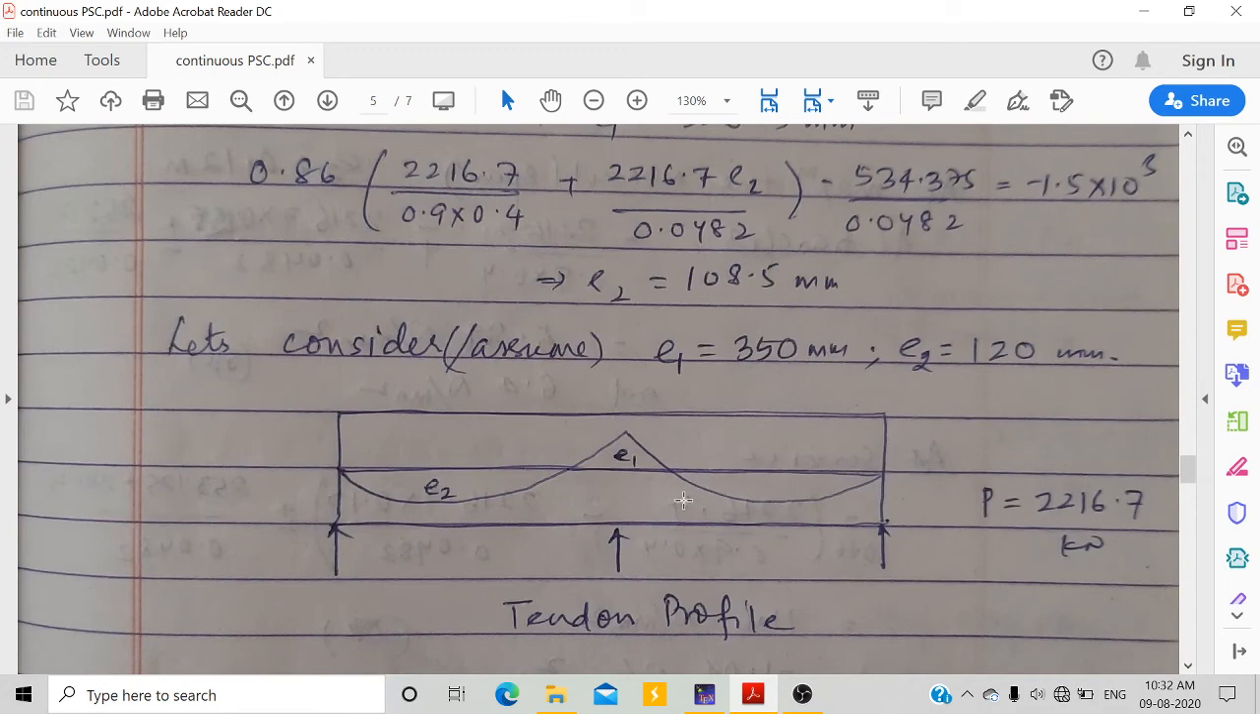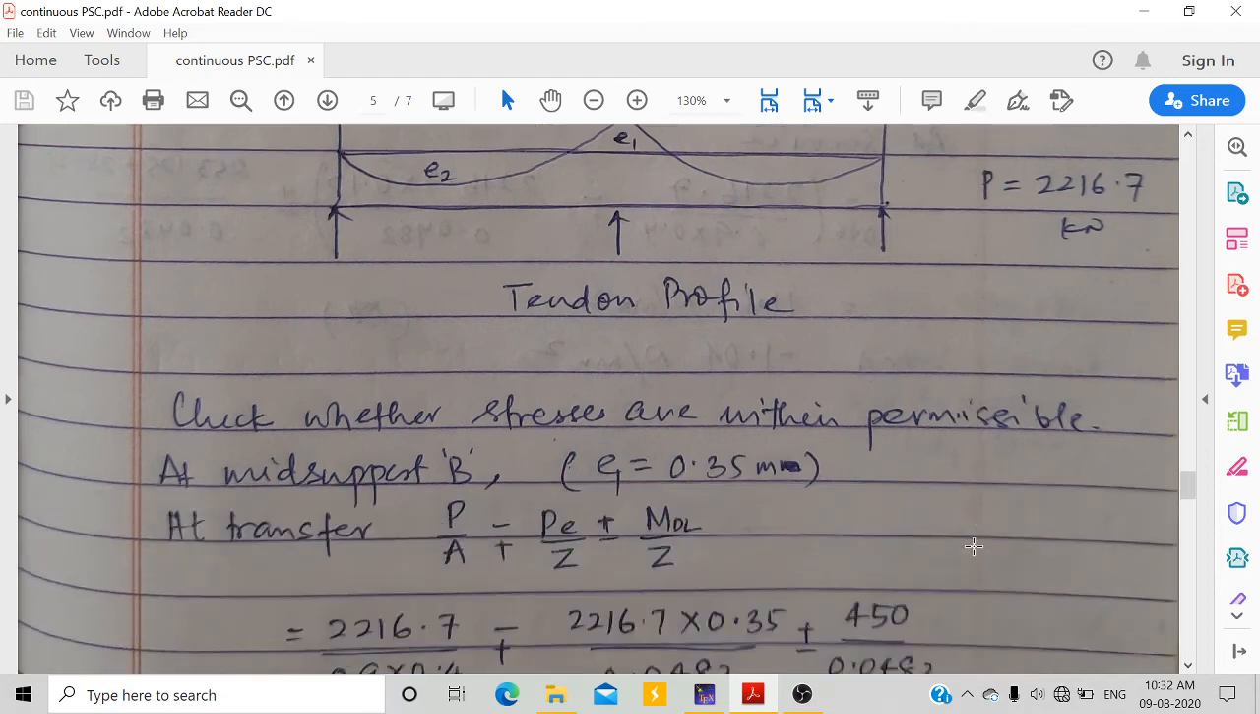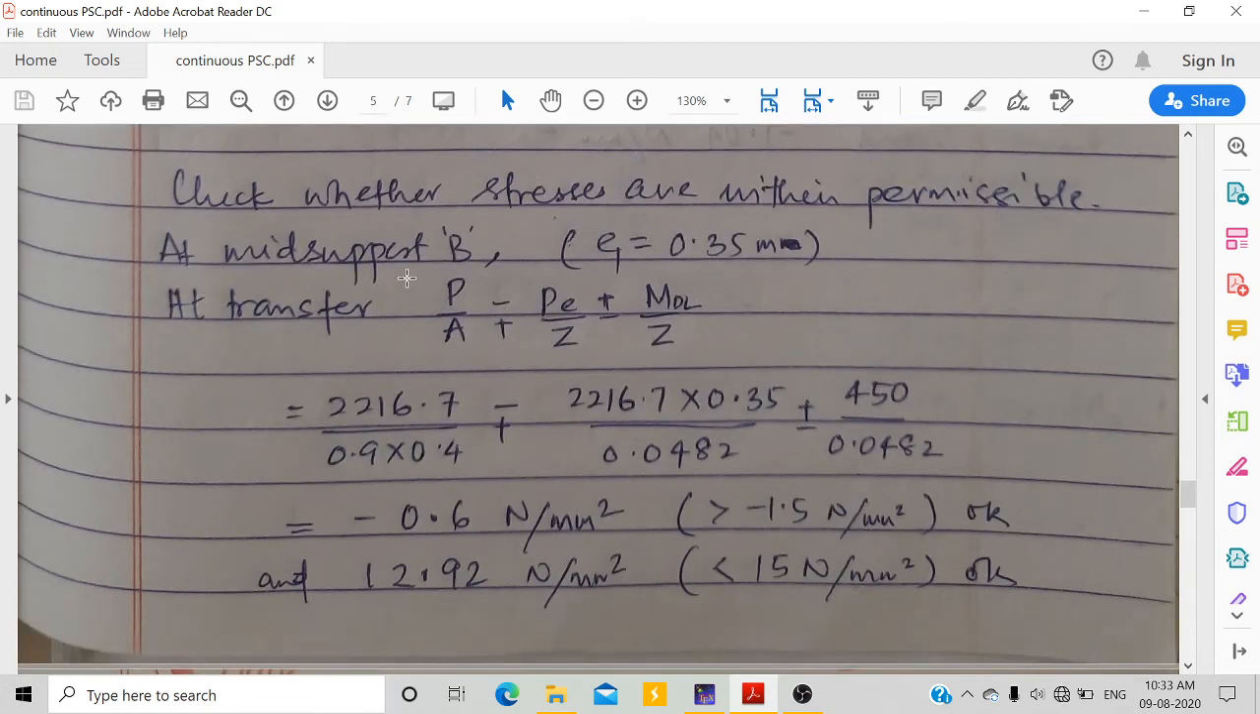So my profile, something like a parabola tendon profile, I have considered like this. This is my pre-stress force. Now we have already calculated the dimension and the tendon profile. The only thing is whether this calculation is correct or not, that we can check by checking the stresses. That means the stresses at transfer and the service should be within the permissible limit, which they have given like 10 and minus 1.5 Newton per m square. So I'm going to check all these stresses. Okay, so at mid support I'm checking and at mid span.